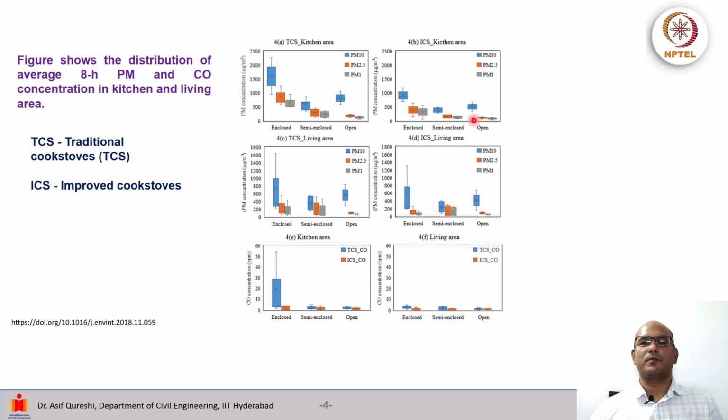So, there is not much decline, but there is a decrease in PM 10 when people start to use the improved cook stove. So, one open kitchen area is much better in terms of the air quality compared to the semi-enclosed and the closed kitchen areas. Also, likewise, the improvements in the air quality are observed in the kitchen when one starts to use the improved cook stove compared to the traditional cook stove.